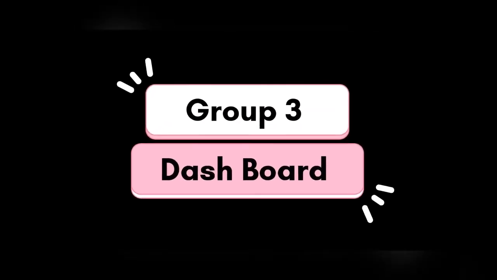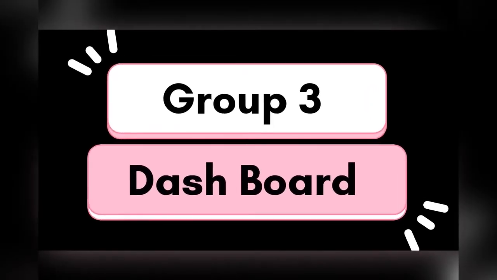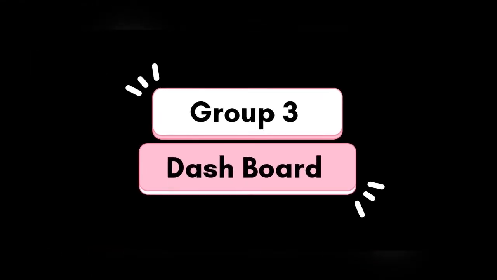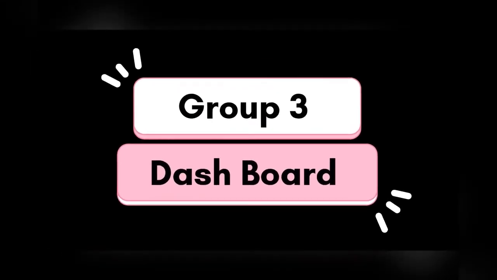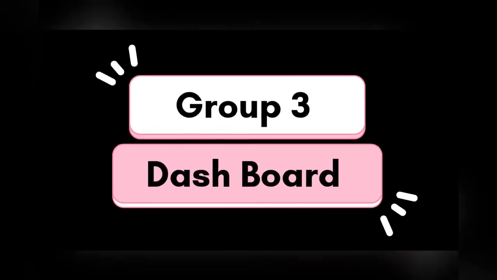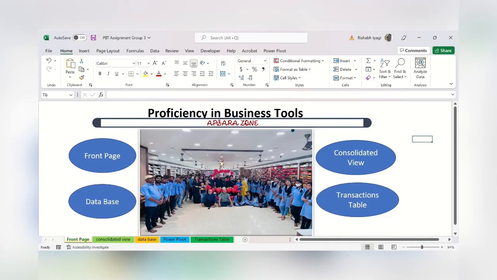Hello everyone, this is Group 3 and today we are presenting the dashboard which we have created as our solution for the problem of finding out the efficiency of sales individuals so that they can be rewarded by the shop owners of Apsara Zone. Let's see further. As you can see on our front page, this is a picture of the shop owners with their sales team. The buttons beside the picture will help us find out the different aspects through which we are providing the solution to the problem.